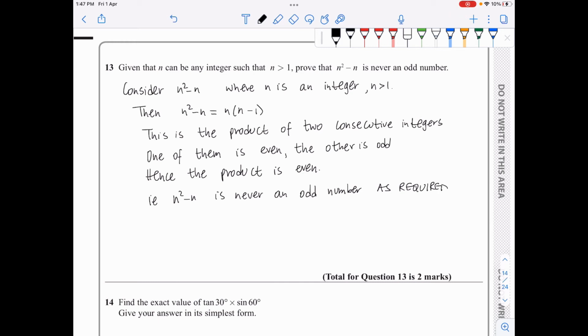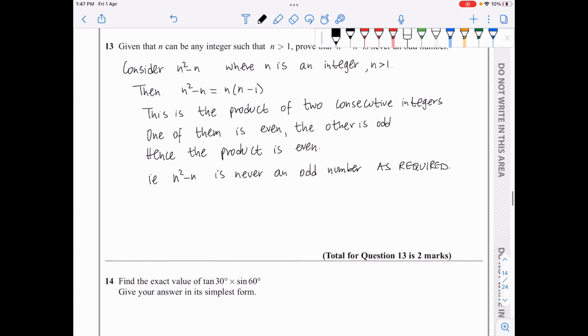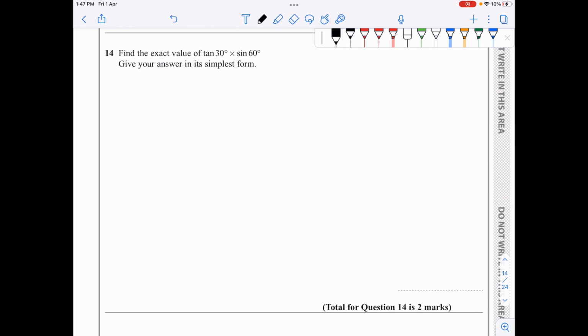In 14, we need to find the exact value of tan 30 times sine of 60, and we need to give our answer in simplest form. Now we know that tan 30 is 1 over root 3, and sine 60 is root 3 over 2. So tan 30 times sine of 60 is simply 1 over root 3 times root 3 over 2. The root 3 terms cancel out, and therefore this is just a half.